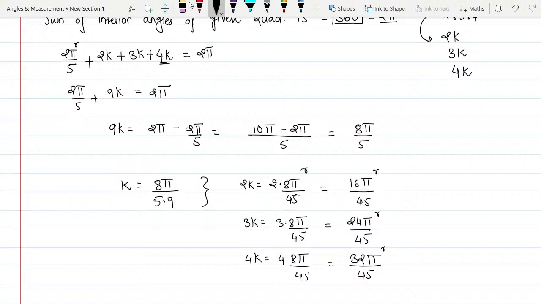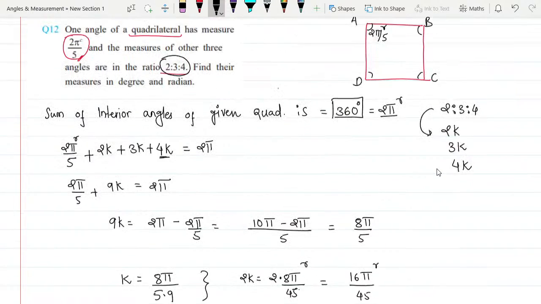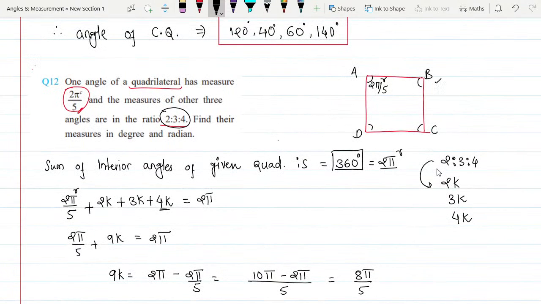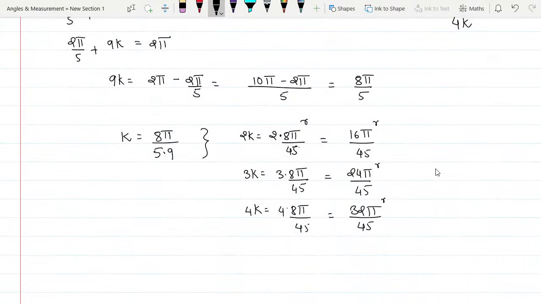Okay, so these are the three angles. From the figure we have taken these three angles. Let's consider them as angle B, angle C and angle D. Angle A is known, that is 2 pi by 5. So this becomes my angle B, this is C and this is D.